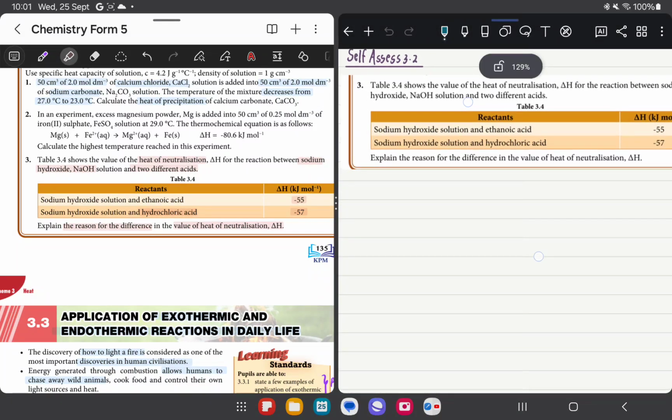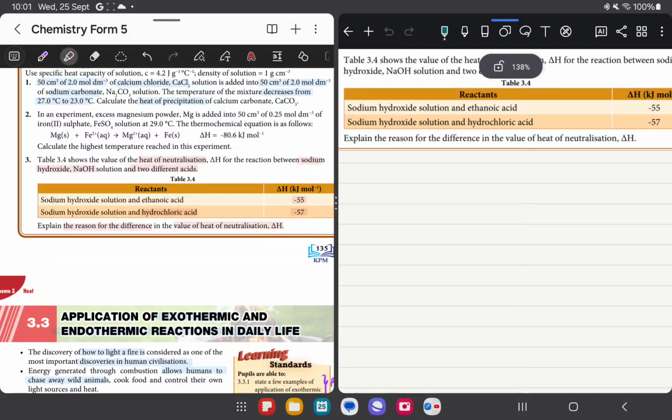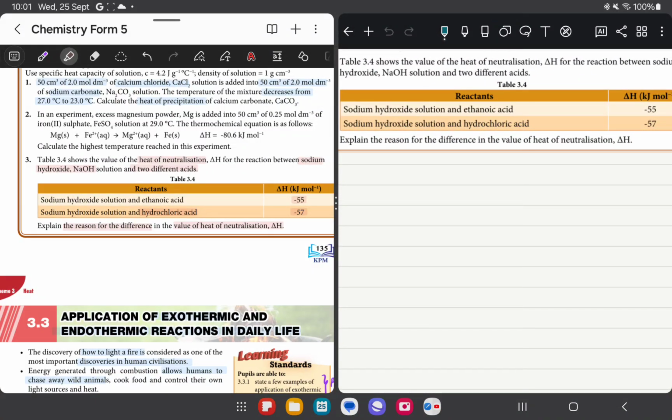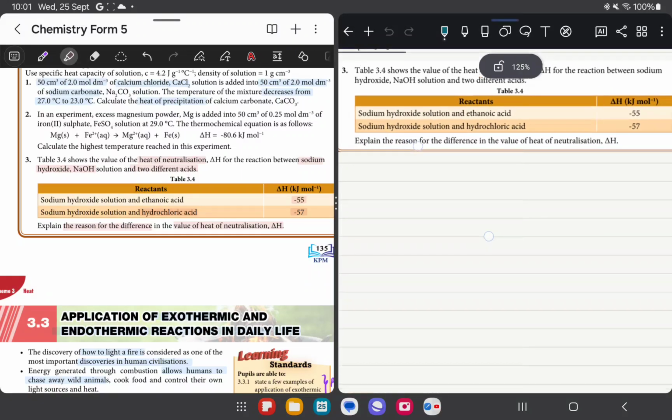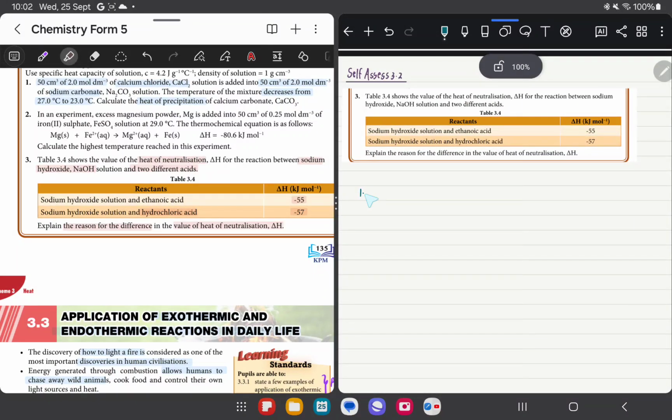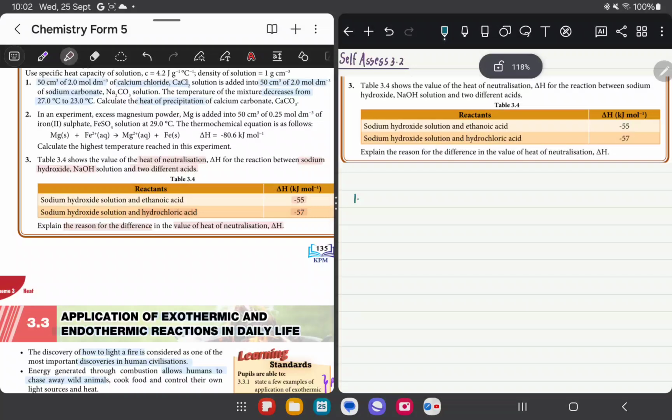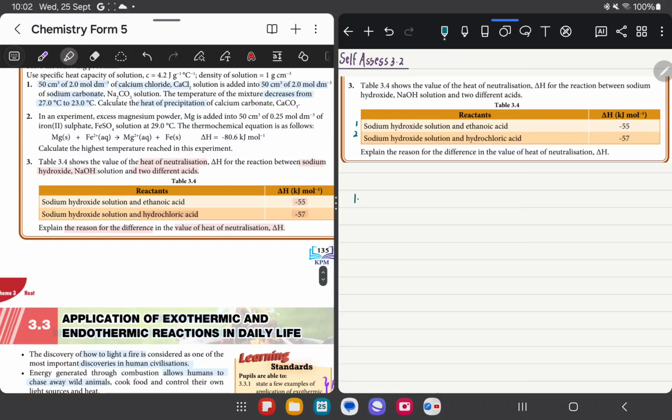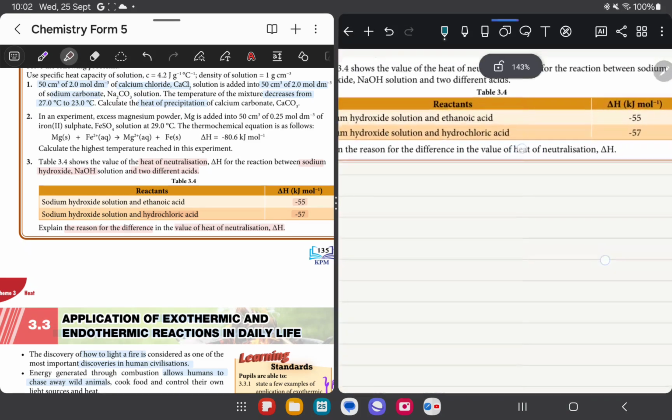First things first, you should compare the heat of neutralization between both of these. So your first sentence should state which heat of neutralization is higher, the first one or the second one. I label this one 1 and this one 2. Which one do you think is higher? 2, because 57 is higher, don't look at the negative, just look at the 57.